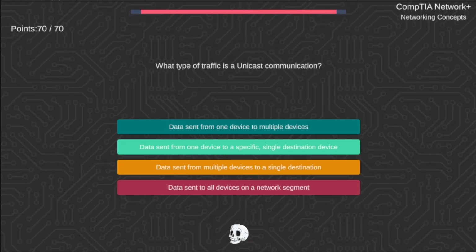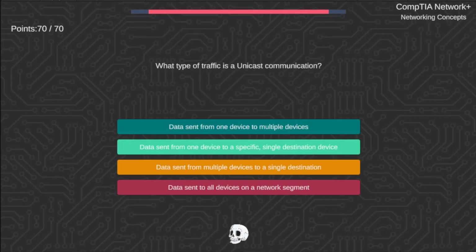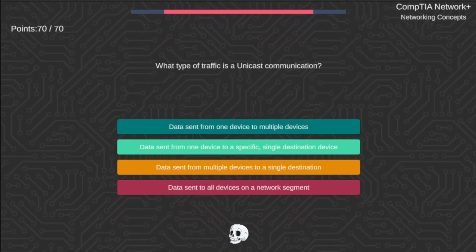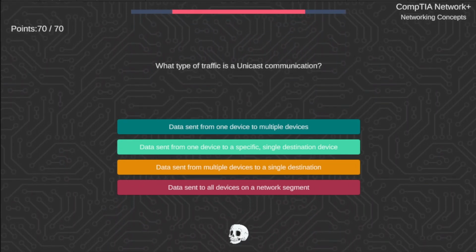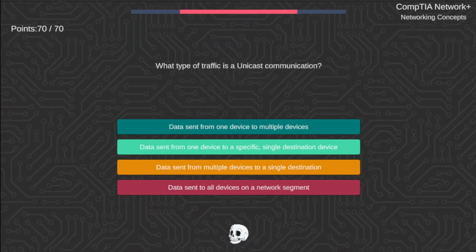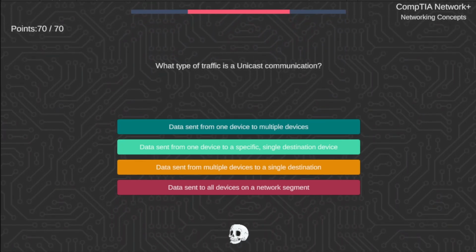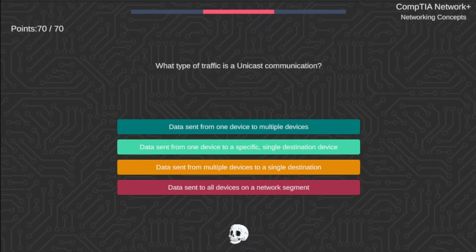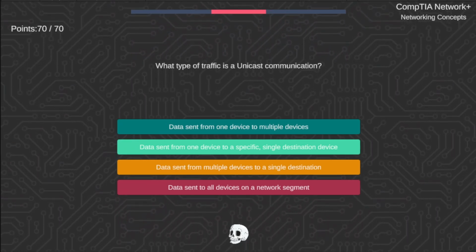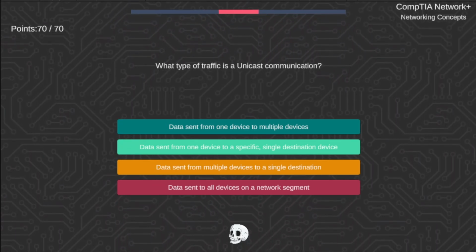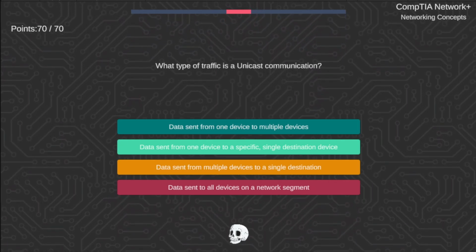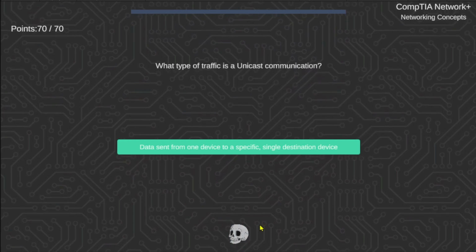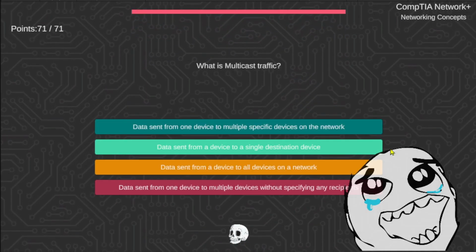What type of traffic is a unicast communication? Data sent from one device to multiple devices, data sent from one device to a specific single destination device, data sent from multiple devices to a single destination, or data sent to all devices on a network segment? The type of traffic in a unicast communication. Correct answer is data sent from one device to a specific single destination device.